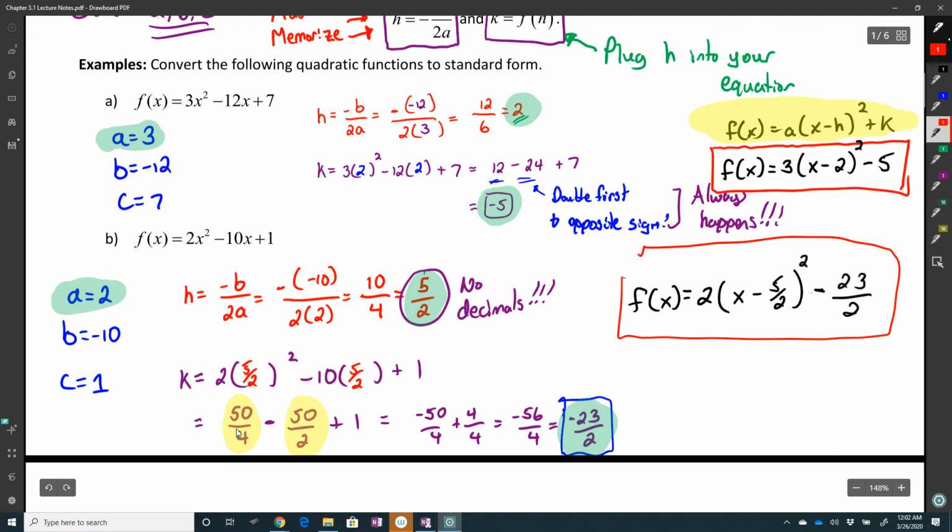So on the homework, there's going to be some problems where they say, convert this parabola to standard form. And really all they're telling you to do is to find the vertex and just plug it into the formula a parentheses x minus h squared plus k.